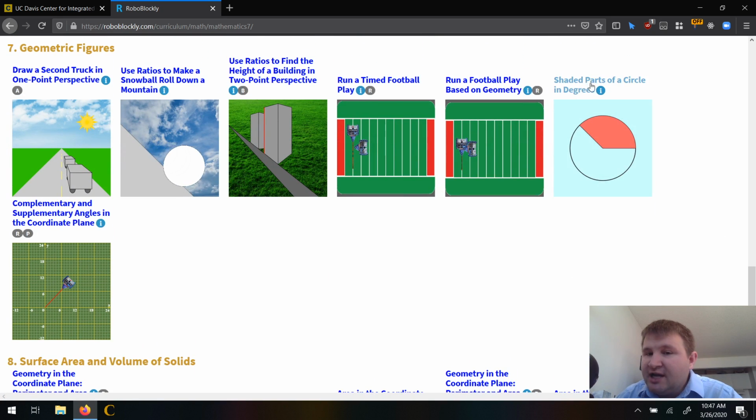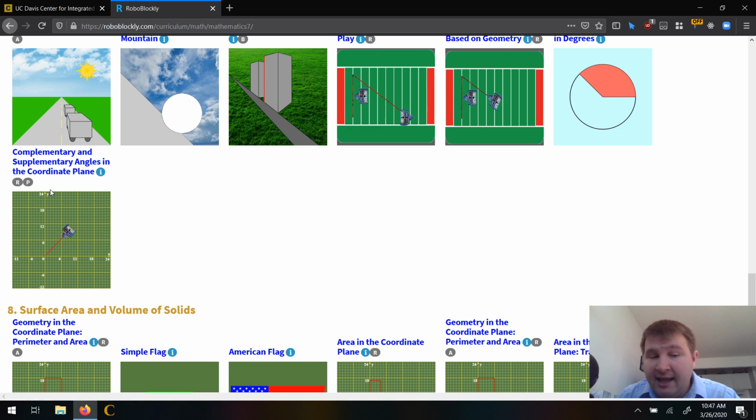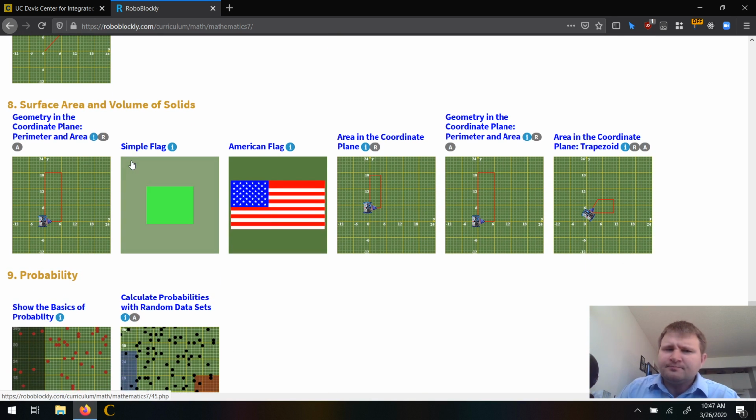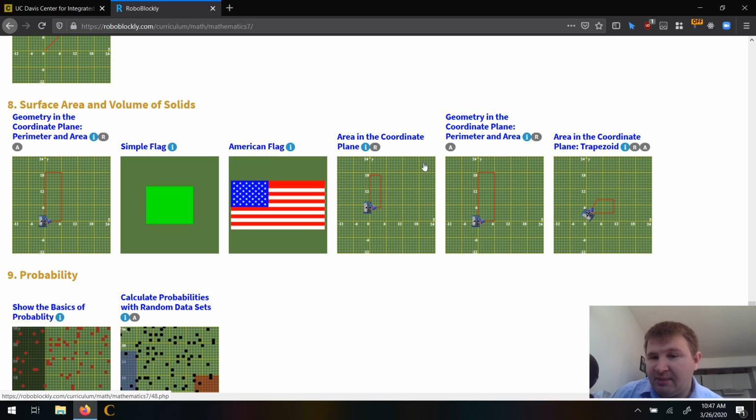We also go through shading parts of a circle and starting to work with different numbers of degrees in that circle. We look at complementary and supplementary angles by actually moving robots around and seeing how they're represented here on this grid. We look into more details of surface area and volume of solids. We also look at the dimensions and properties of various flags to help support this idea of surface area and volume. We look at areas in the coordinate plane, going into more rectangles and trapezoids and other polygons as well.